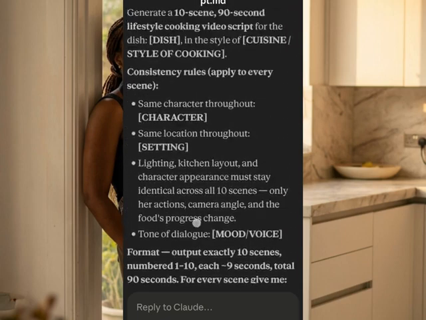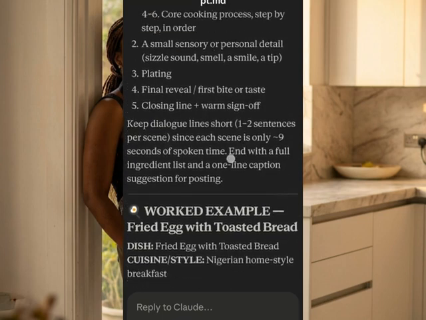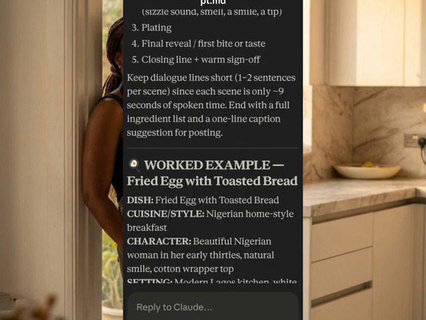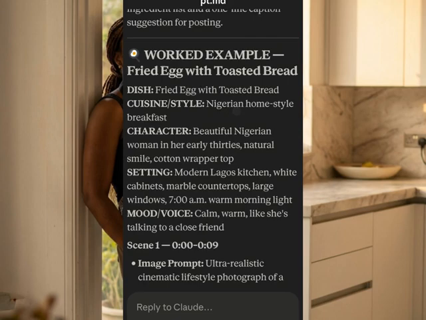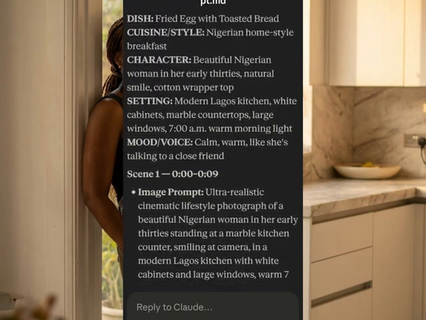And this is the master prompt. You just copy the master prompt and take it to ChatGPT and paste it there, and you replace it with your own video idea, what you want to cook, everything you want to cook. After you put it there, it's going to write it for you like this.